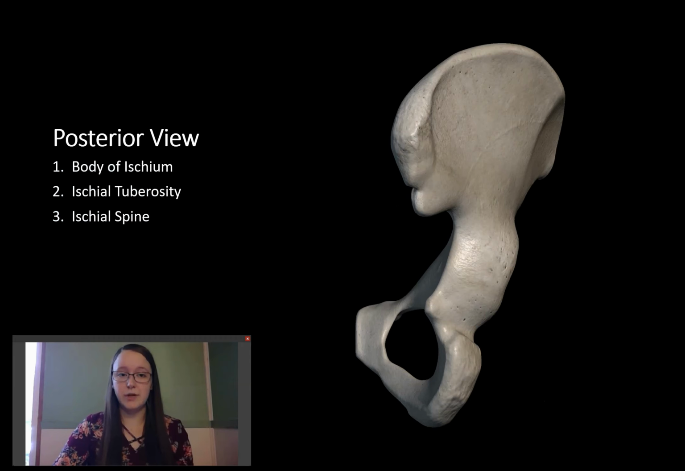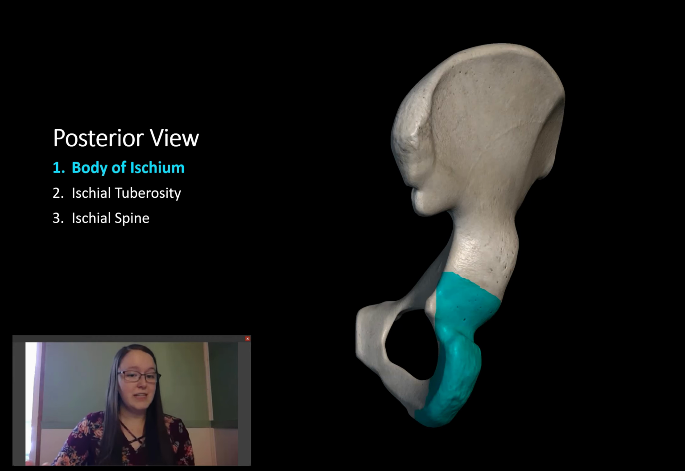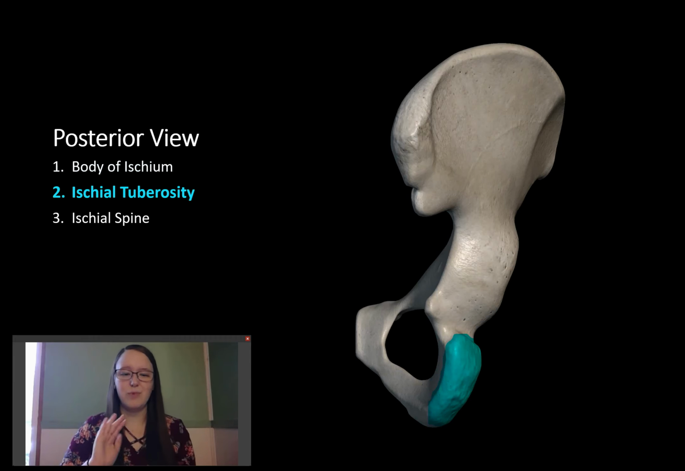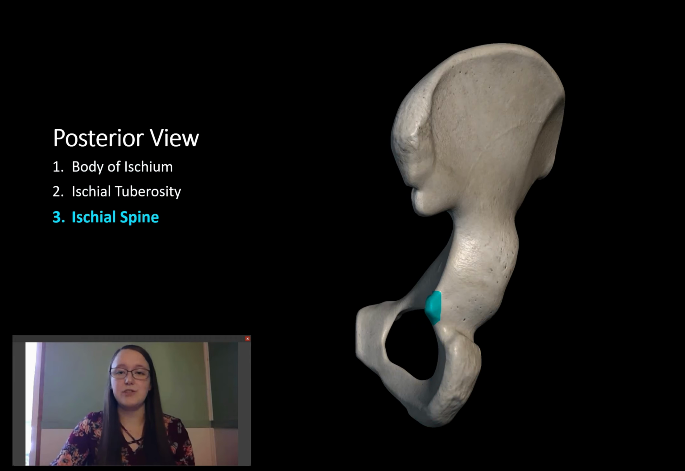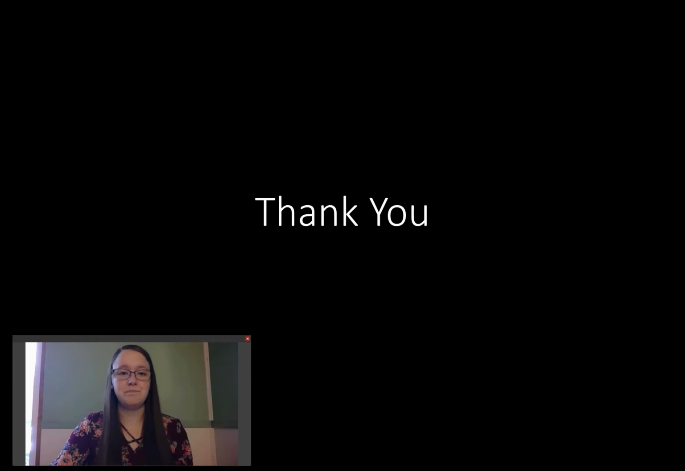This is the posterior view for the right coxal bone. Now we're going to look more specifically into the ischium, and you only need to know three things, just like the pubis. You need to know the body of the ischium, the ischial tuberosity, which is a rounded surface, a protrusion, or a prominence, I would say. And then you have the ischial spine, which is a protrusion.